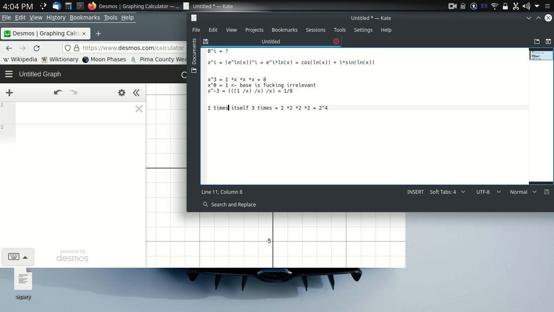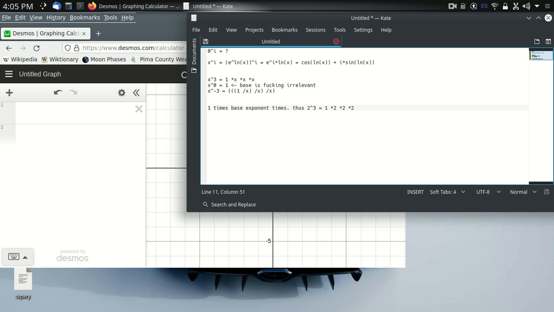1 times base, exponent times. Thus, 2 to the third equals 1 times 2 times 2 times 2. Yeah, so up here, the 1/8 and the 8 is if I was using 2.